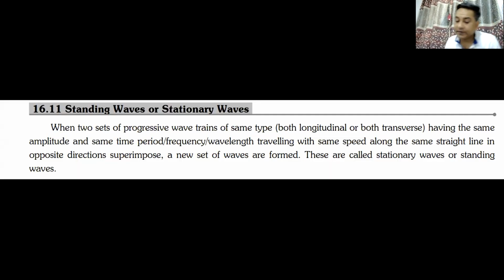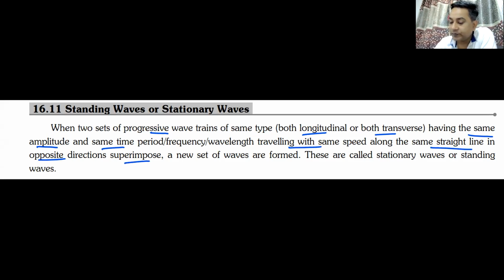So we'll be noting down some important points on standing waves or stationary waves. These are the points which are not given there. So please note down the first point. What is a standing wave? When two sets of progressive waves, they can be longitudinal, they can be transverse, doesn't matter, having the same amplitude and same time period, traveling with the same speed in the same straight line in opposite direction superimpose, the wave which is formed is known as a standing wave. Do we understand this? This is the complete definition which covers every aspect of standing waves.